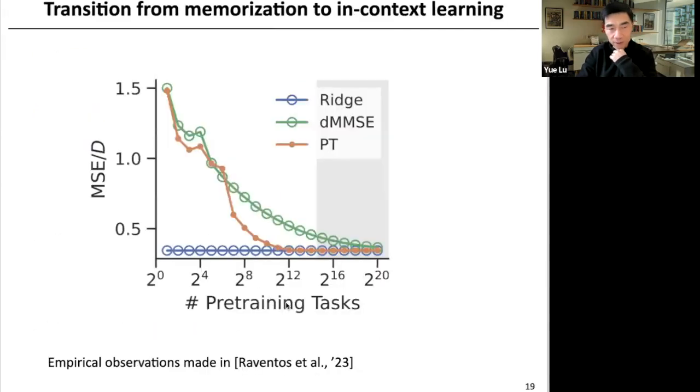And as I mentioned earlier, in this paper, it has been empirically observed that as you increase the diversity of the task vectors in the pre-training data set, the performance of a transformer-based architecture can go from memorizing, meaning that it achieves the same performance as the discrete MMSE estimator, to generalization. That means it approaches the optimal ridge estimator using the true prior. Because in the pre-training data set, you never see the true prior, you only see a finite sample of it. So there is this transition from memorization to generalization.